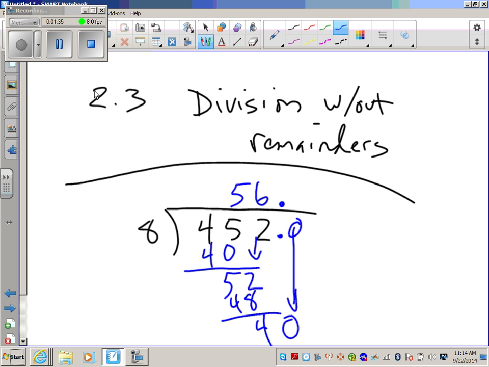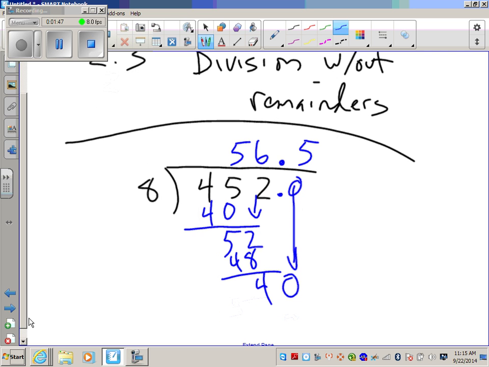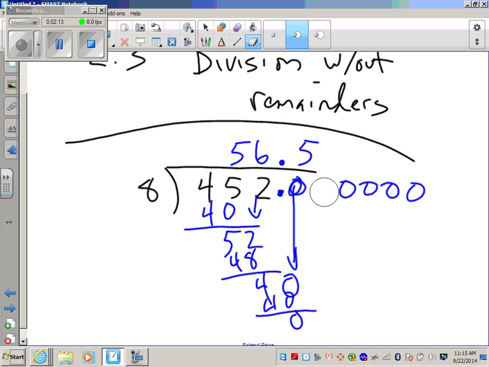Now, I take this to completion by adding zeros afterwards, and 8 goes into 40 5 times. Okay? So we add this decimal, and we say, if I need it, I can add a 0 there. How many zeros can I add if I need them? As many as I need. I could keep going, and it wouldn't matter. If I need them, I can put them down. Turned out here, I only needed 1 to finish it.